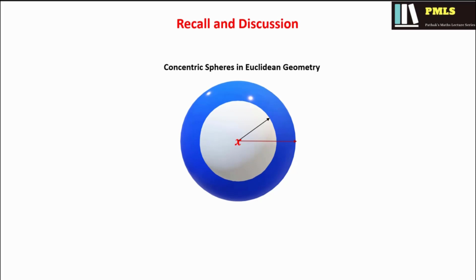So you can very easily see that the sphere with smaller radius becomes a subset of the sphere with bigger radius. So this is very obvious in the natural thinking or the natural geometry, which we generally call Euclidean geometry. But our curiosity is whether this property is true in the general setup of a metric space. Let us see what happens in a metric space.